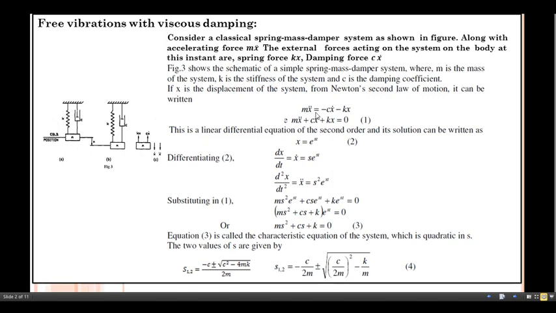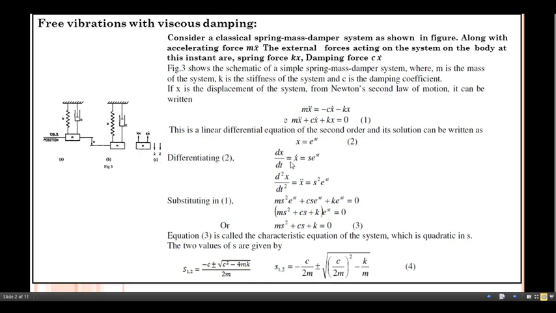So m x double dot equals minus c x single dot minus k into x. If I take both terms to the left side, the equation changes to m x double dot plus c x single dot plus k x equals 0. This is equation number 1. This is a linear differential equation of the second order, and its solution can be written as x equals e raised to st.